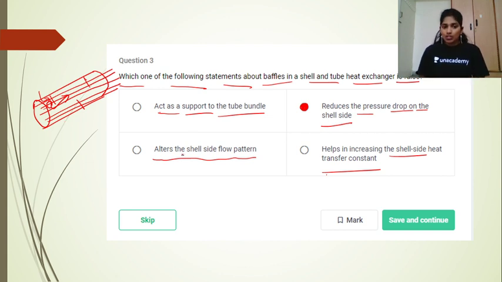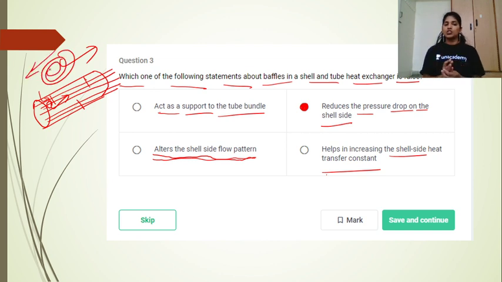So according to option C, what we have is alters the shell side flow pattern. Yes, because of this obstruction, the direction of the flow may be changed, right? So maybe they will go this side, or maybe this side, or maybe the direction will be changed from counter current to co-current, right? So there is a chance of that. So this case will happen. And acts as a support to the tube bundles: yes, of course, the baffles are used to support the tube bundles.